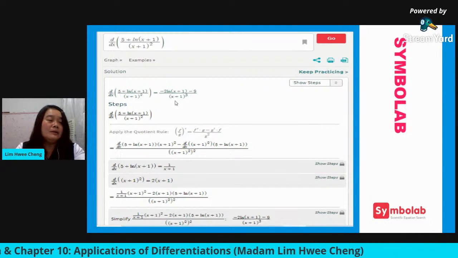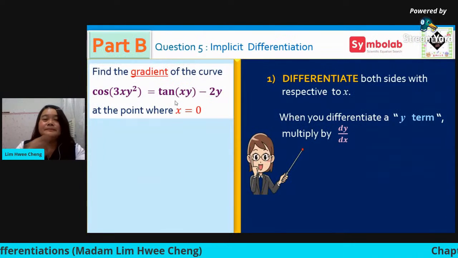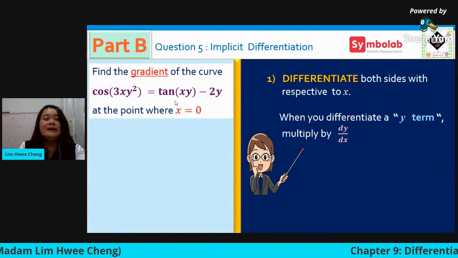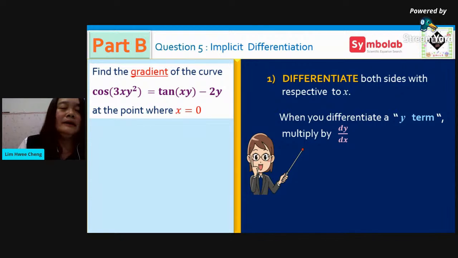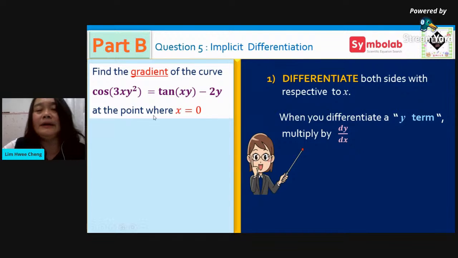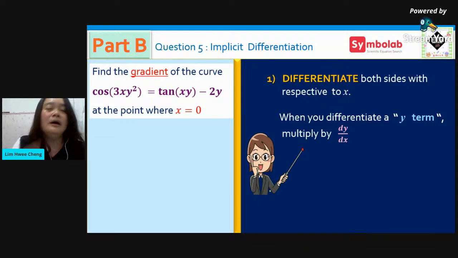Okay, how about implicit derivative questions like this? We have an implicit derivative like this. For these questions, they start with find the gradient. What does gradient mean? Gradient is your dy dx, right? It is your dy dx of the curve.